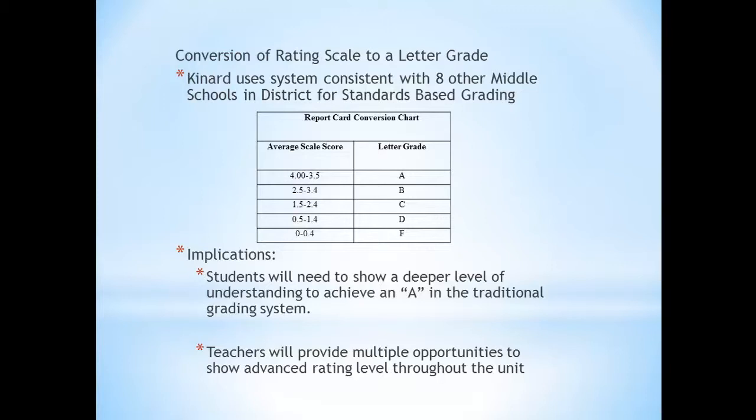One thing to note is that there are no A minuses or A pluses in this system. Some implications of this is that a 3.5 is beyond proficient and approaching advanced. And so to earn that traditional A, the students may have to take their understanding to a little bit deeper level, maybe show a little bit more work to get to that challenge and that deeper understanding. One thing that we as teachers have committed to is to provide multiple opportunities for students to show that they are advanced with that skill or that standard.